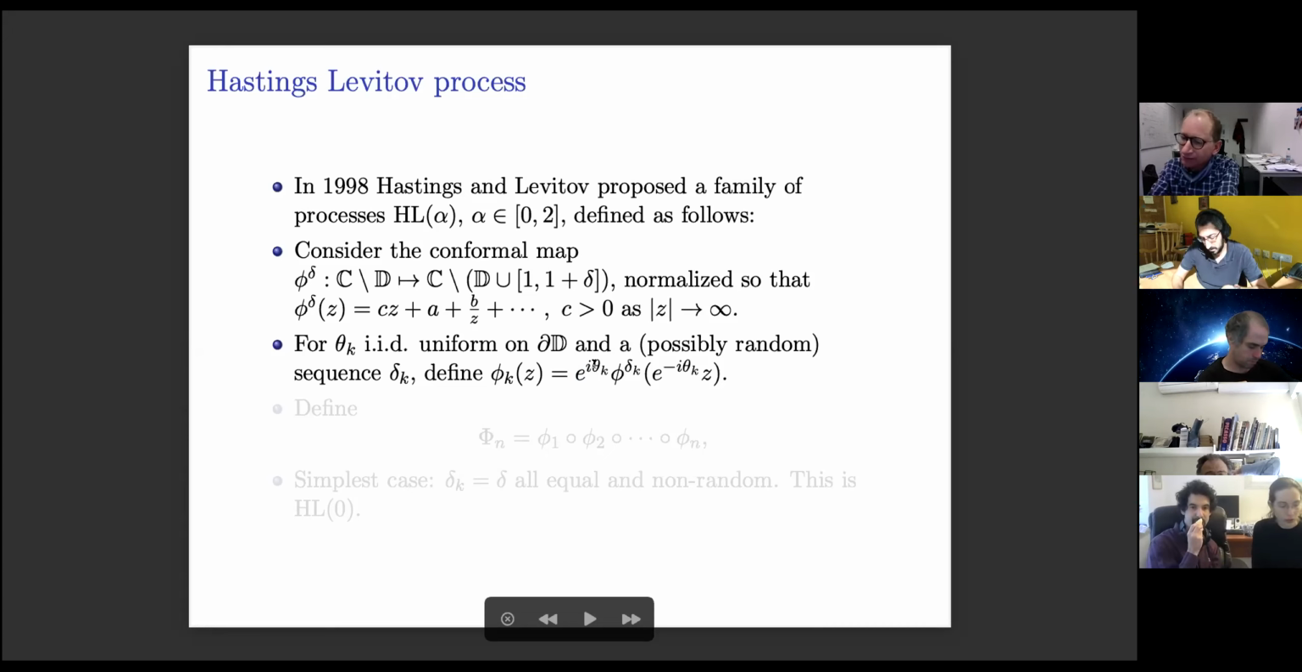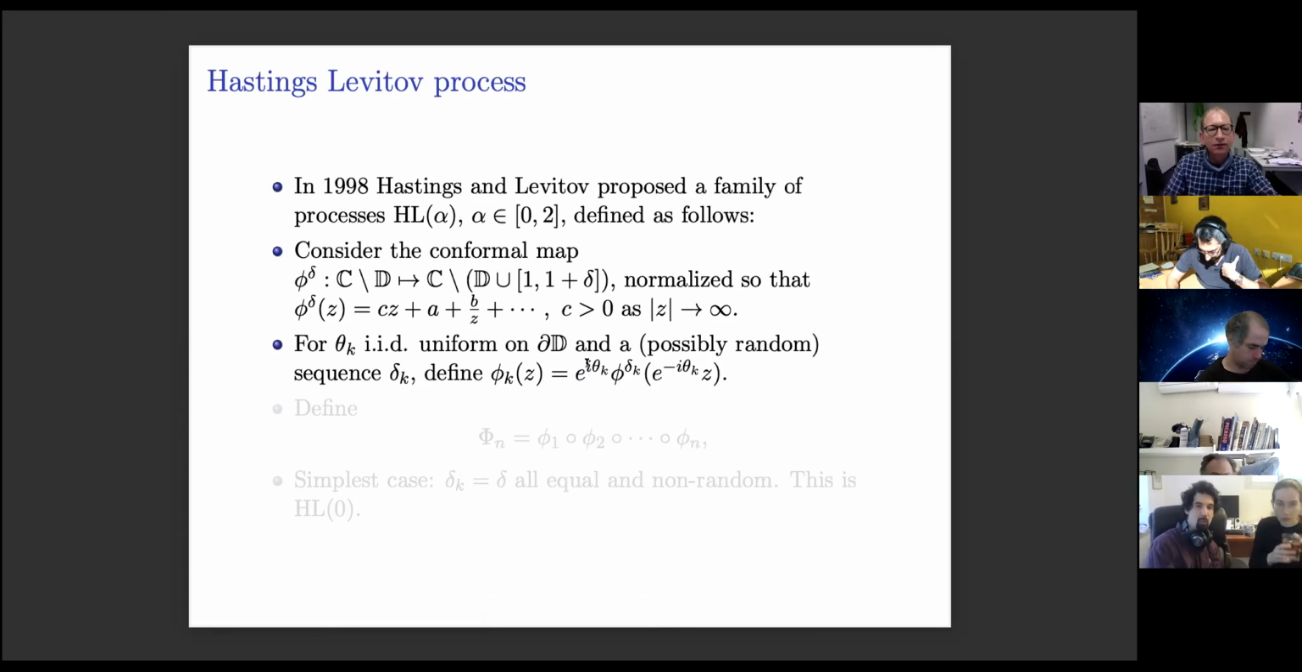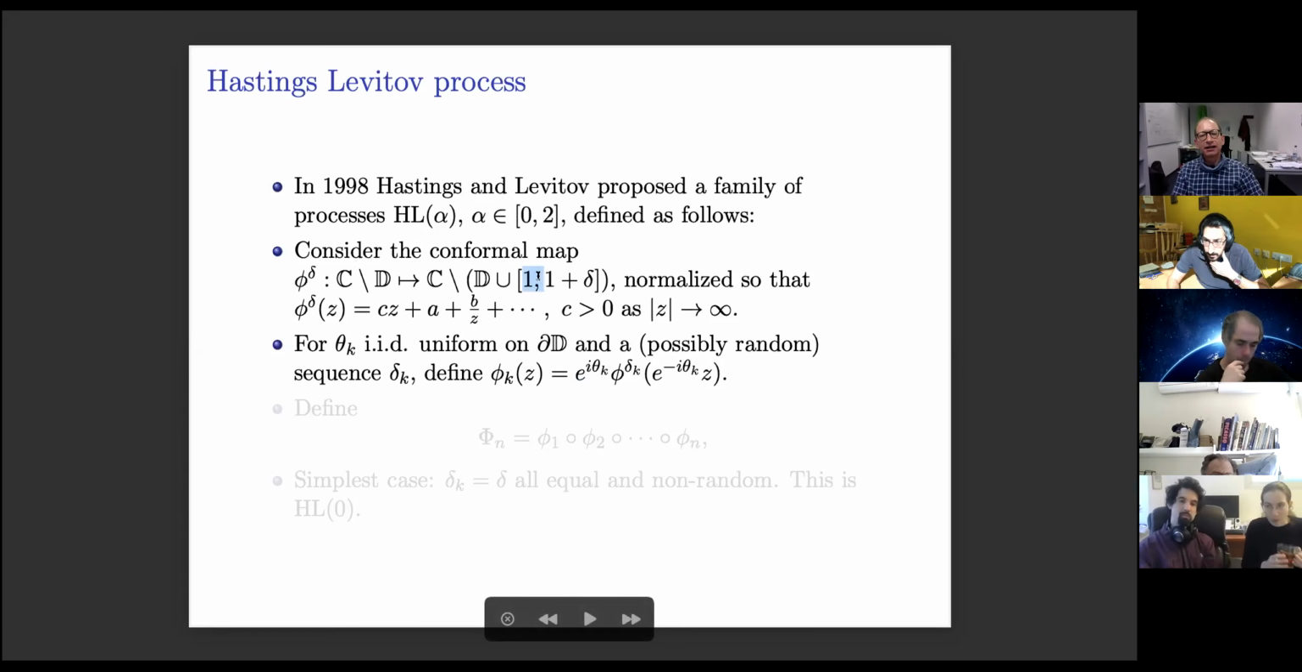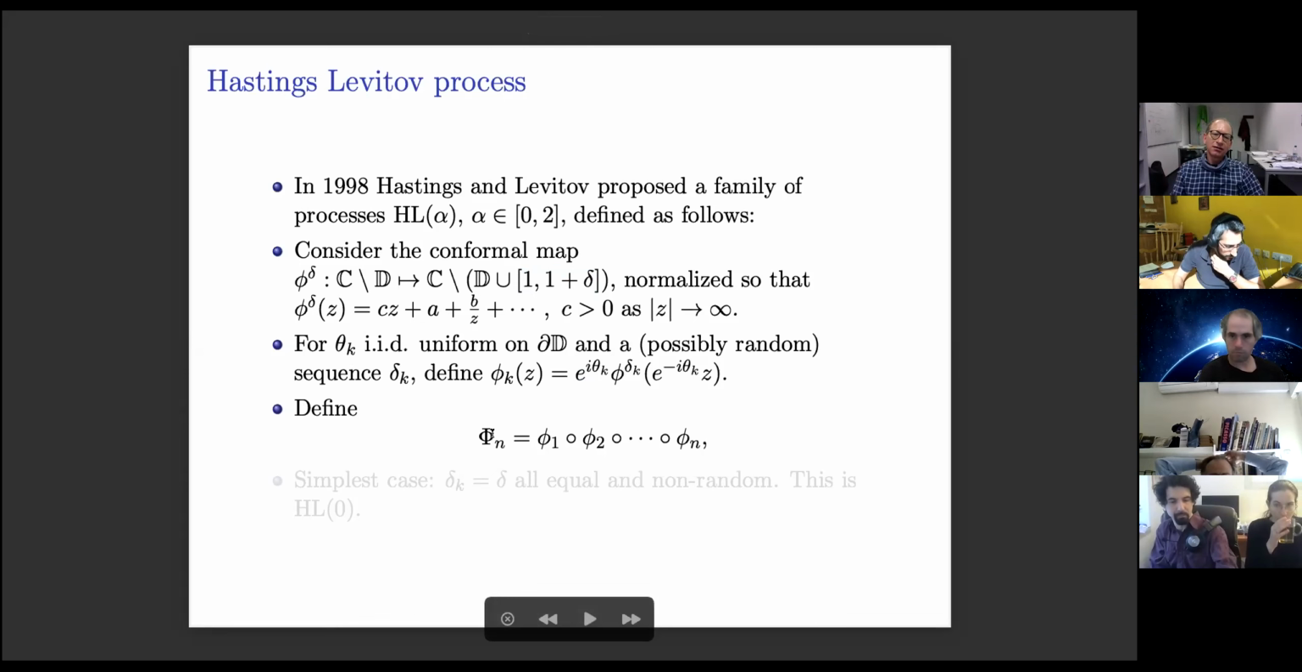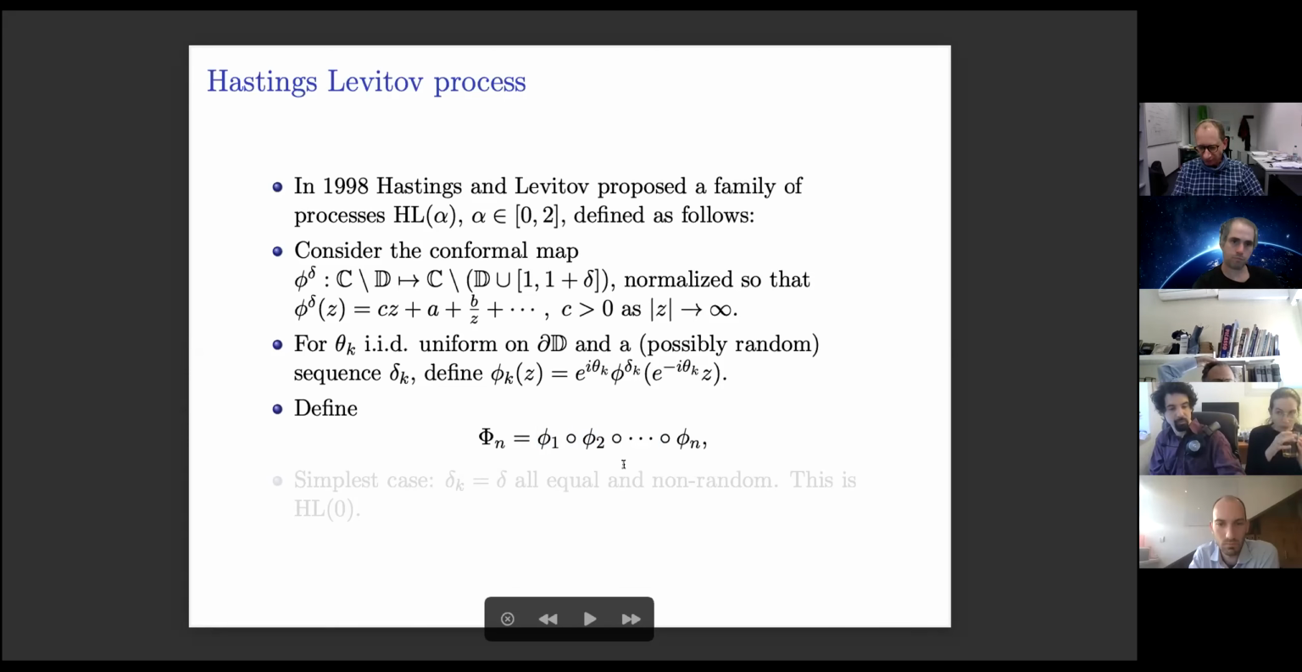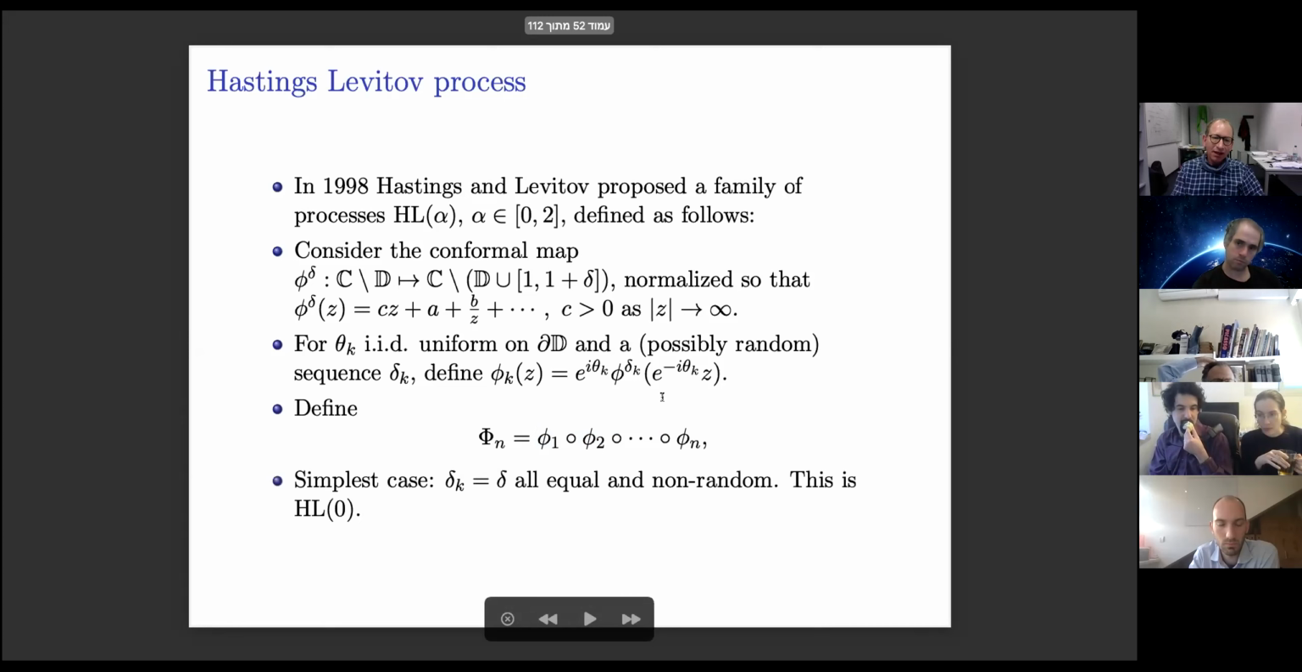So if phi delta takes exactly this interval, then phi k takes this interval because of the conjugation, when the interval is put in a different point, in a random point. And then we define psi n to be the composition of all of these functions. And we focus mostly on the simplest case. So I will soon explain exactly what this does. We focus on the simplest case where all the delta k's are just equal, and this is HL0.